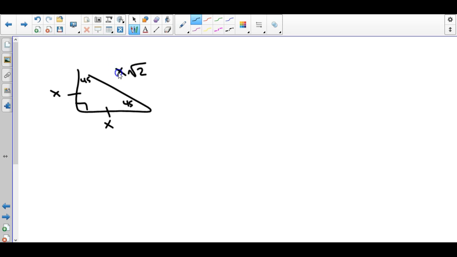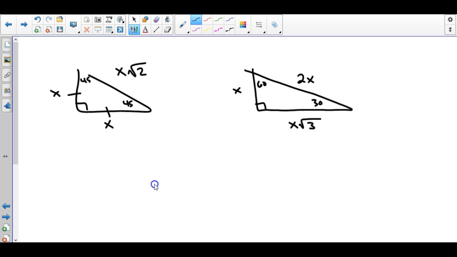So if I know what my leg is, I can just multiply by the square root of 2 and get my hypotenuse. In a 30-60-90 triangle, I have a short leg, which is across from my 30. I have a long leg, which is across from my 60, and that one is radical 3 times the length of the short. And then I have a hypotenuse, which is across from my right angle, and that's going to be double the length of the short leg. So these are going to be the rules for both of the triangles. So if you want to pause, take down those notes.